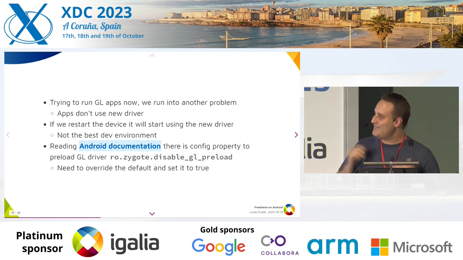Thankfully, there's a way to disable this preloading feature, and it's actually documented publicly within Android's documentation. There's a disable GL preload property in Android that you can override and set to true, so that anytime an application starts up on Android that's going to use OpenGL, it will reload the driver or the library.